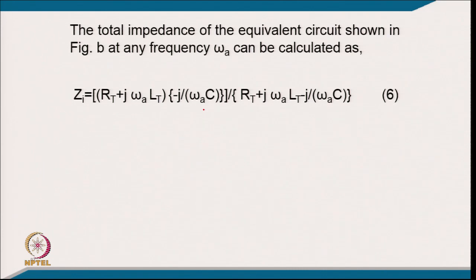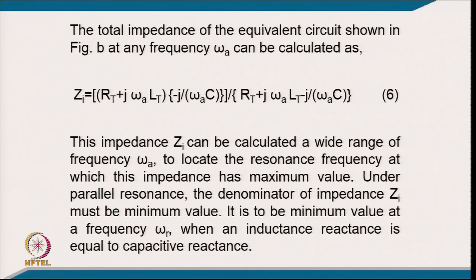After that, if you look into the impedance, then the capacitor, that will be your total impedance looking into this circuit. This impedance Zi can be calculated over a wide voltage frequency omega to locate the resonance frequency at which the impedance has a maximum value under the parallel resonance.